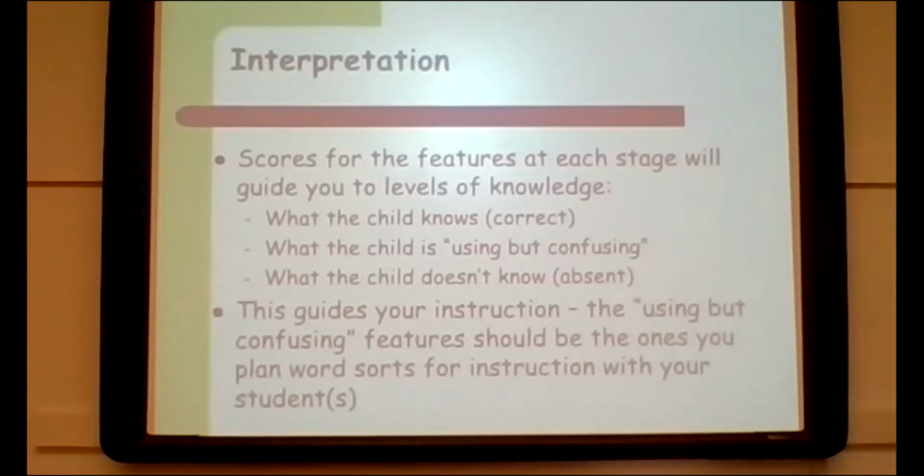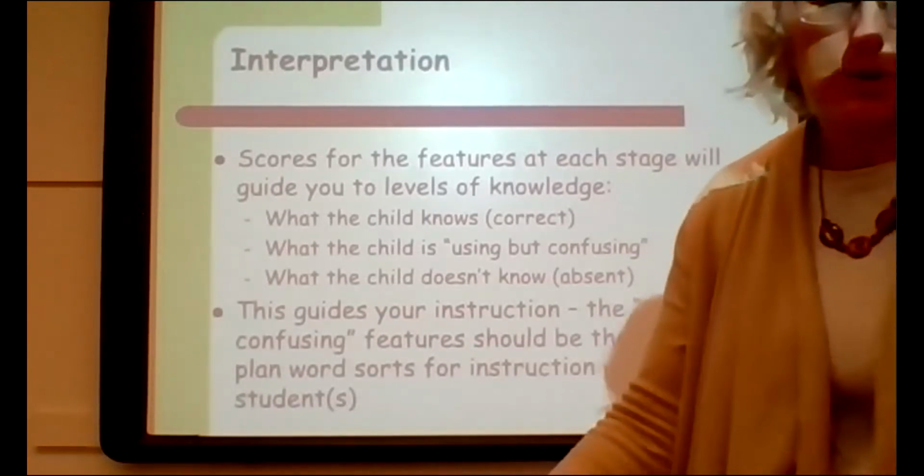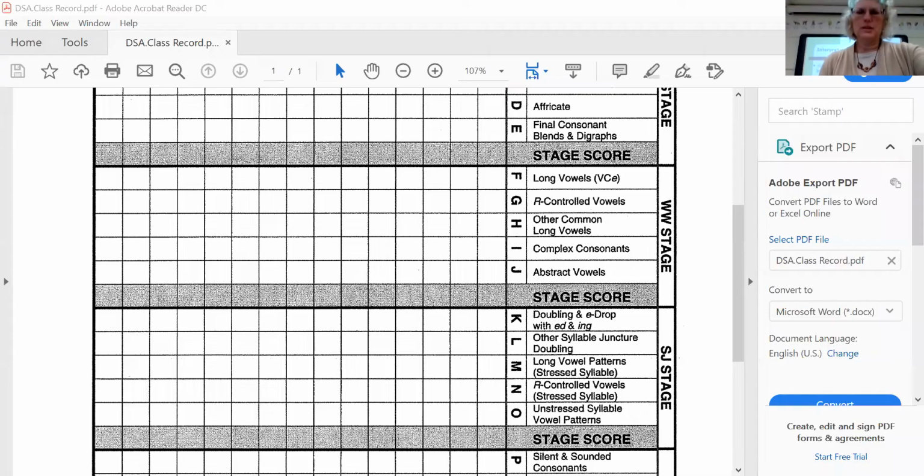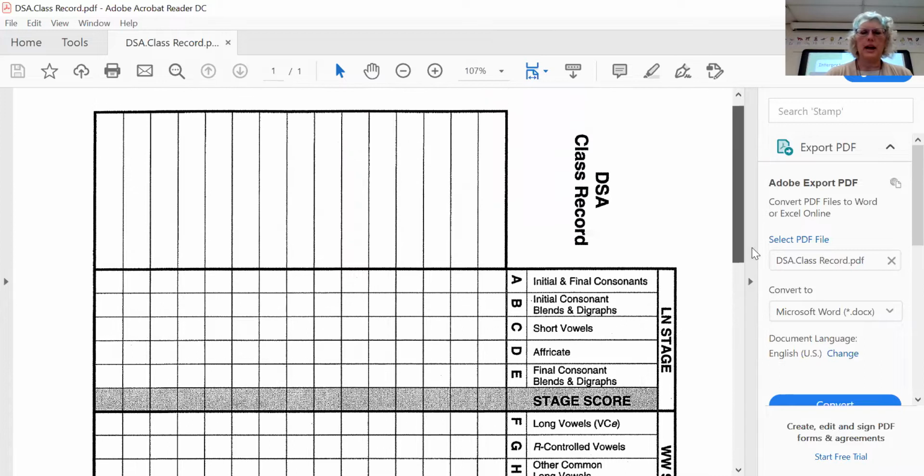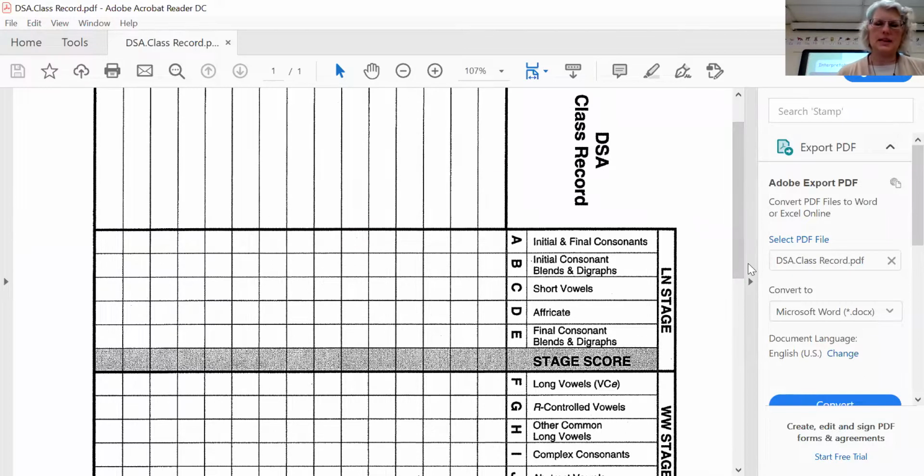Before we talk about interpreting it, I'm going to share my screen. So you can see, this is actually where you would put all your students in your class, if you did the DSA with your entire class, which is what most teachers will do.